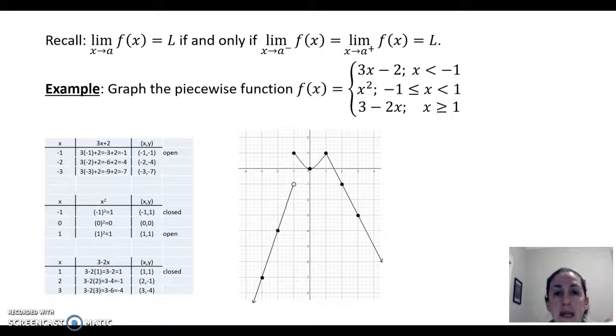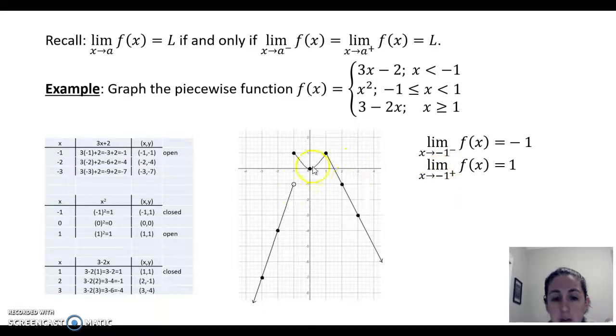Now let's talk about the limits of these piecewise functions here. Let's talk about the limit as x is approaching negative 1. Remember, there's two ways to approach negative 1. You can come from the left, from below. So as I'm approaching x equals negative 1 from below, my function is approaching negative 1. You can approach negative 1 from above, from the right, and as you do, coming from the right, my function is approaching 1. Now notice my upper and lower limits don't match, so that means that the limit itself does not exist, and we would call that DNE, does not exist.